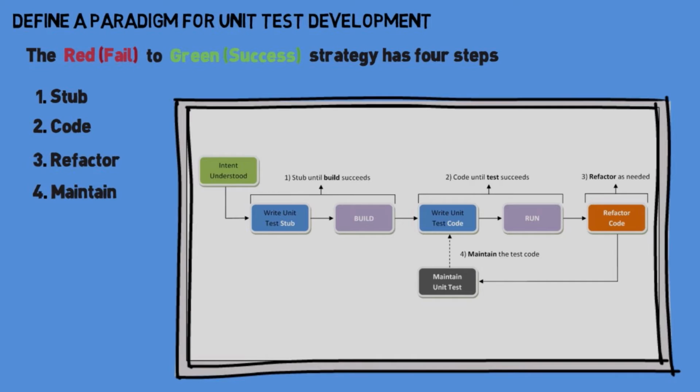Code. Implement the code. First the test will fail, red, due to missing functionality. Implement the requirement defined by the test code until the test succeeds, green. Refactor. When the test and code are green, you might want to refactor the code as the solution evolves. Maintain. When the unit test is finished, it's important to maintain it as a first-class citizen and adhere to coding practices, version control, and build test automation.